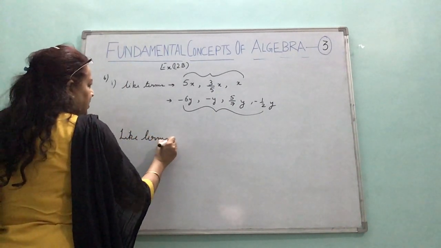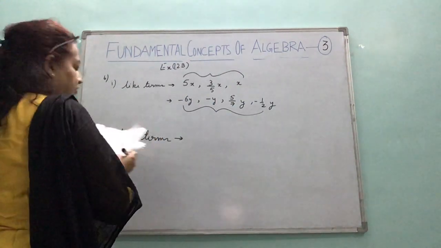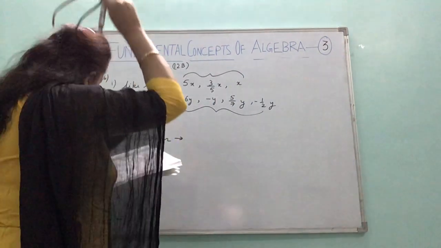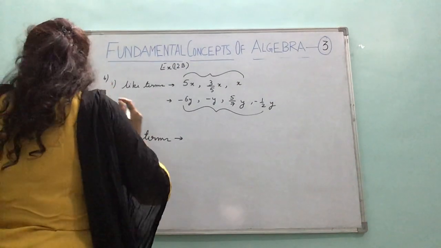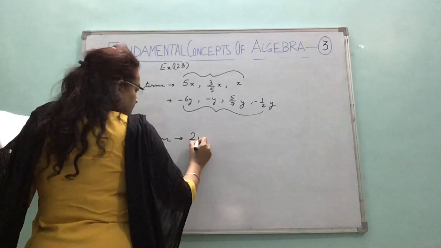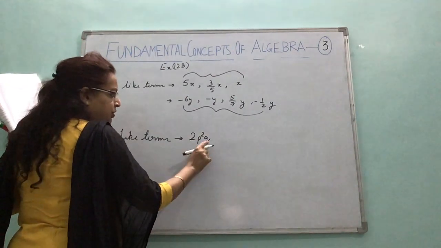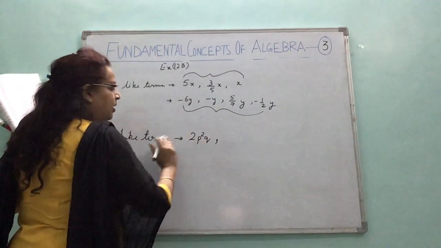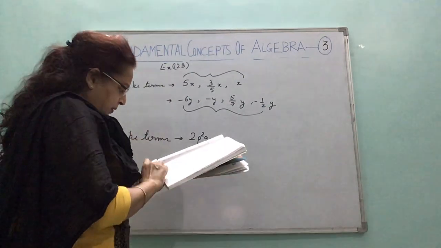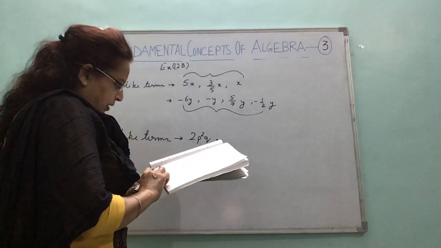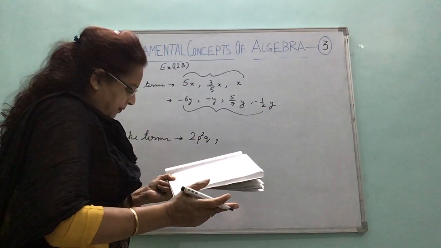So I'll be selecting like terms. I'll first copy the first one and then I'll copy its like terms. So the first one is 2p square q. Now remember, p should have power 2, and q. Order doesn't make any difference. So any p square, no.